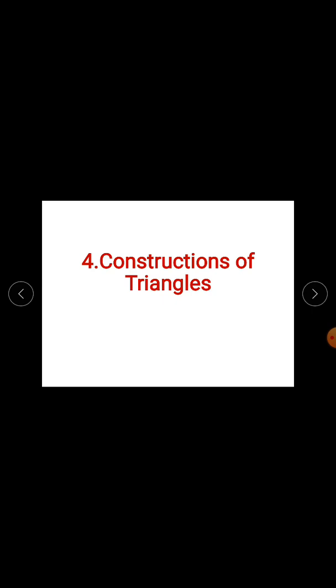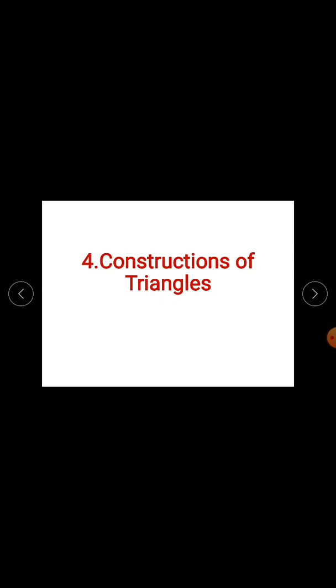But this year you will study three different types of construction. Construction 1: to construct a triangle when its base, an angle adjacent to the base and the sum of the lengths of the remaining sides are given. Construction 2 is to construct a triangle when its base, angle adjacent to the base and the difference between the remaining sides are given.